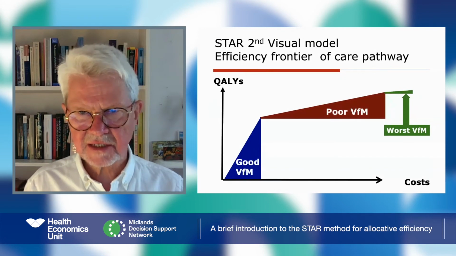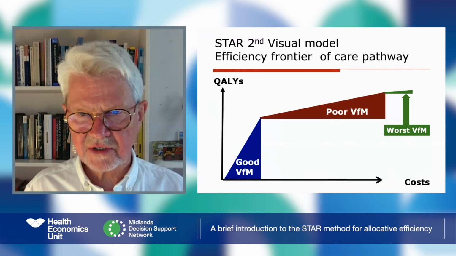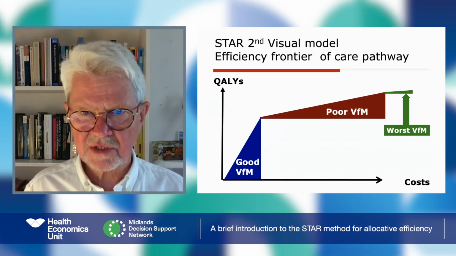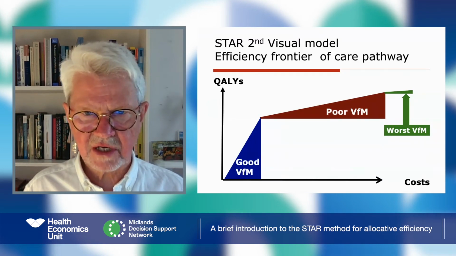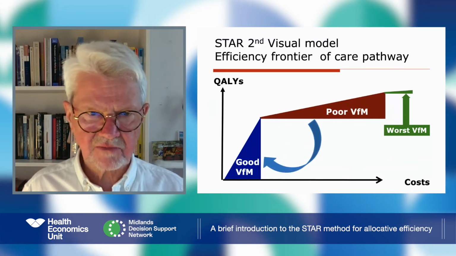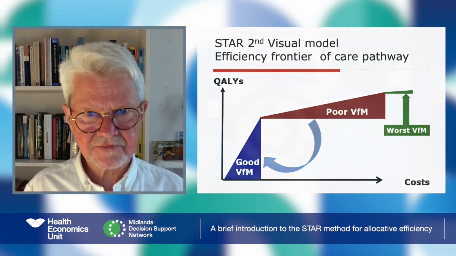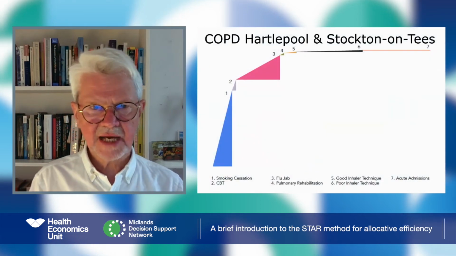So in this case, although the green triangle is worst in terms of efficiency, it's not using much resources. It's the red triangle you want to go for. And if you can release resources from that and put it into the blue triangle, you can transform value in a care pathway. This shows what happened when we did this.